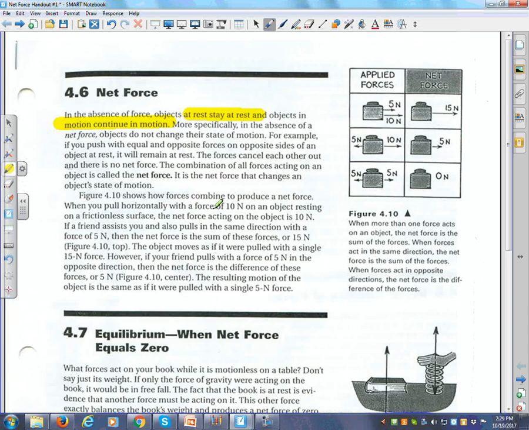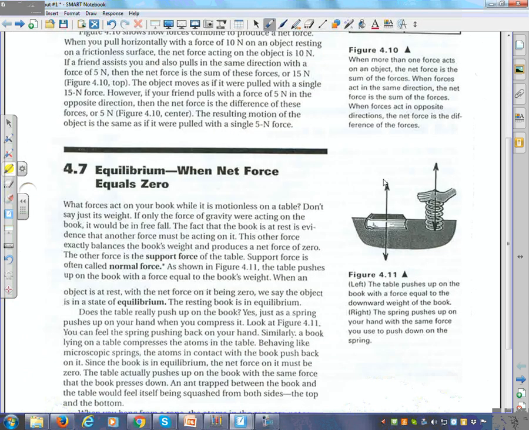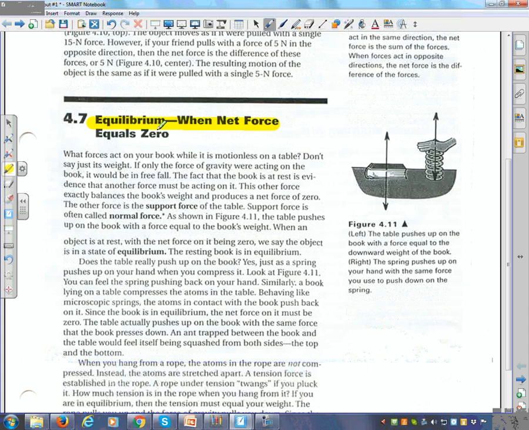Figure 4.10, you know what, we don't even need to read through this. You guys know all this. Let's go right to this one here. Equilibrium, when the net force equals 0. Now this happens all the time.